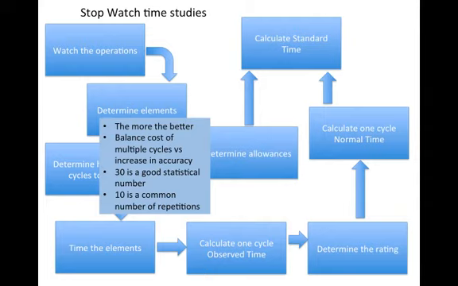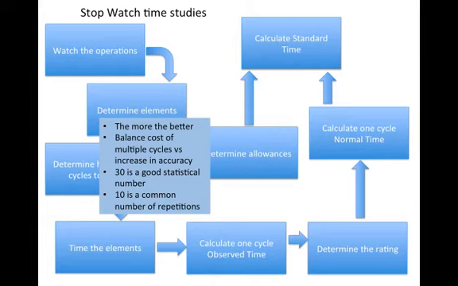Let's just use it. So if you can take 30 cycles, that's great. Again, mostly people don't do that. 10 is a common number of cycles, and that's really trying to balance the cost of doing the cycles versus the accuracy. What I mean by cycles is watching somebody do the thing over and over and over again and timing it each time they do it.